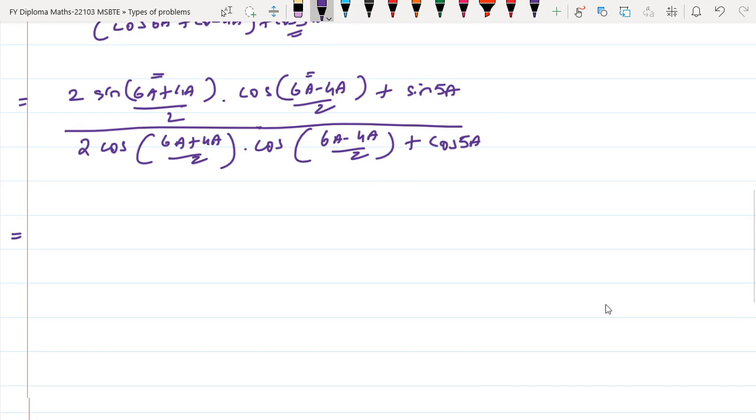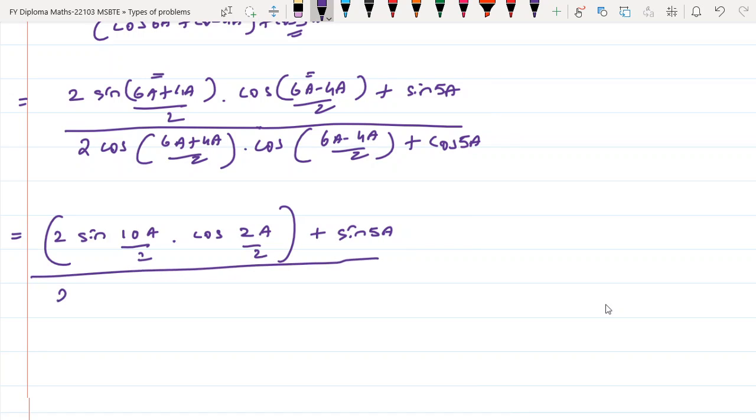So if you take my left hand side, 2 of sine, the numerator is, and this is 6 plus 4, 10a, 10a upon 2 into cos of 2a upon 2, plus sine of 5a, that is still untouched, divided by, at the bottom also the angles will be same here, 10a upon 2 into cos of 2a upon 2, and the last trigonometric function, which I'm not touching yet, is cos 5a. Let's keep going.